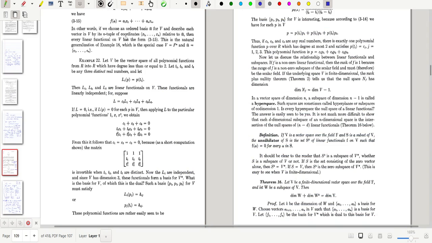Then we can see some examples illustrating these ideas of dual basis. Please do that. And next class we will discuss hyperspaces and null spaces of linear functionals and the connections between those two.